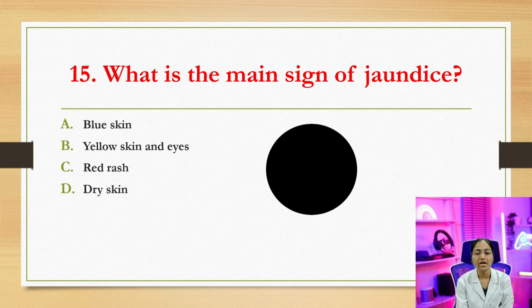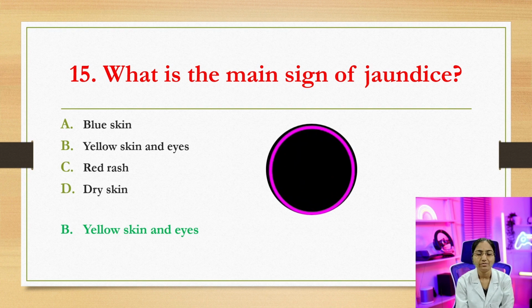What is the main sign of jaundice? Here are the options. Right answer is yellow skin and eyes.